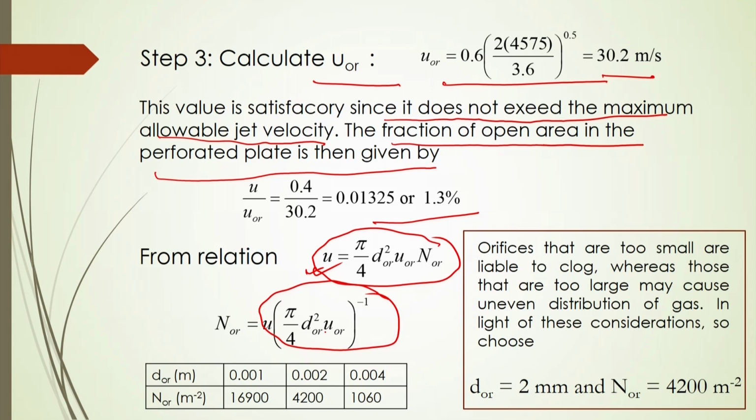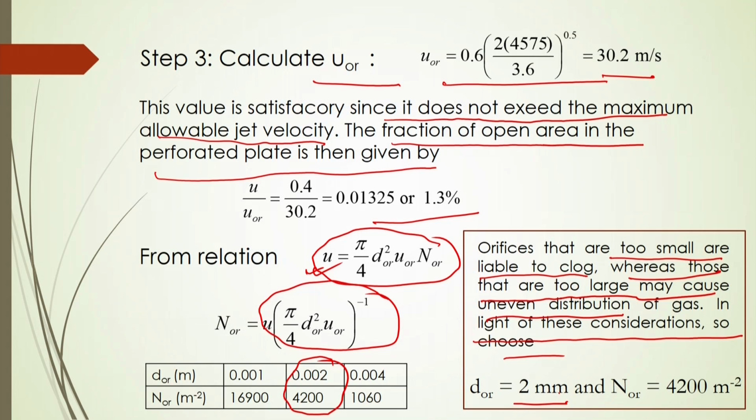Now, what should be the optimized value? Orifices that are too small are liable to close, so you cannot use that, whereas those that are too large may cause uneven distribution of gas, which is also not suitable. So, in light of this consideration, you have to choose wisely which one will be the best option. In this case, you just select this DOR as 2 millimeter or 0.002 meter, whereas this NOR will be 4200.